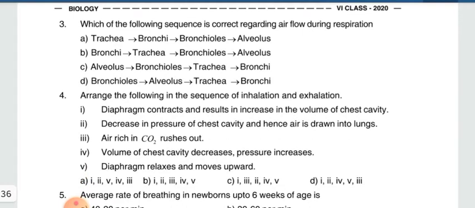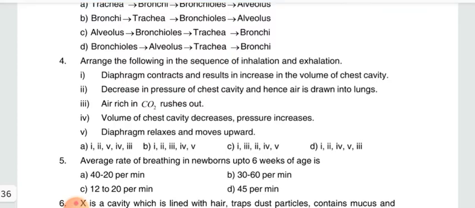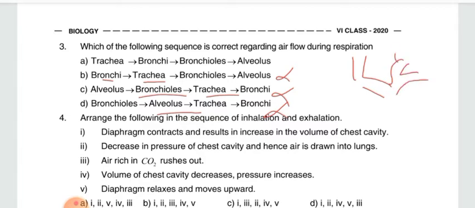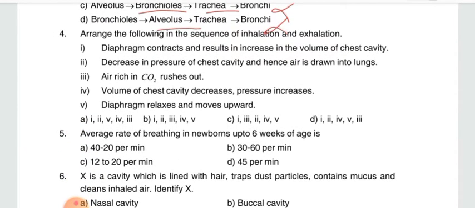Next, coming to number 3. Which of the following sequences is correct regarding airflow during respiration? First, trachea. After bronchi, trachea won't be there, so this is wrong. After bronchioles, trachea won't be there, this is wrong. After alveolus, trachea won't be there, this is wrong. We'll see option A. Trachea is divided into bronchi, bronchi into bronchioles, bronchioles into alveolus. Okay, so this is the true statement. Right?